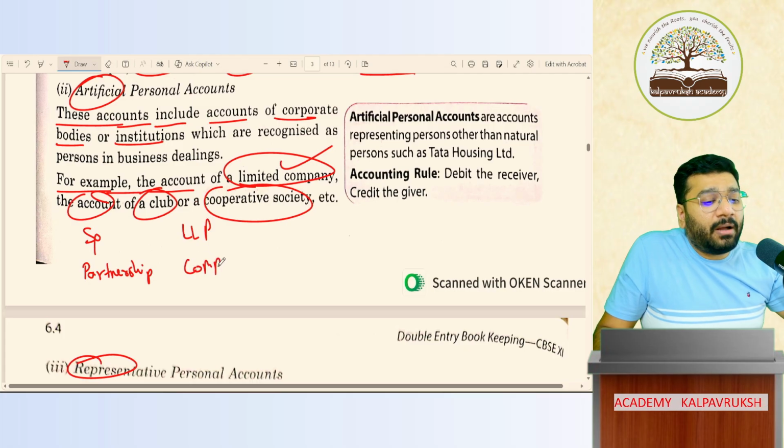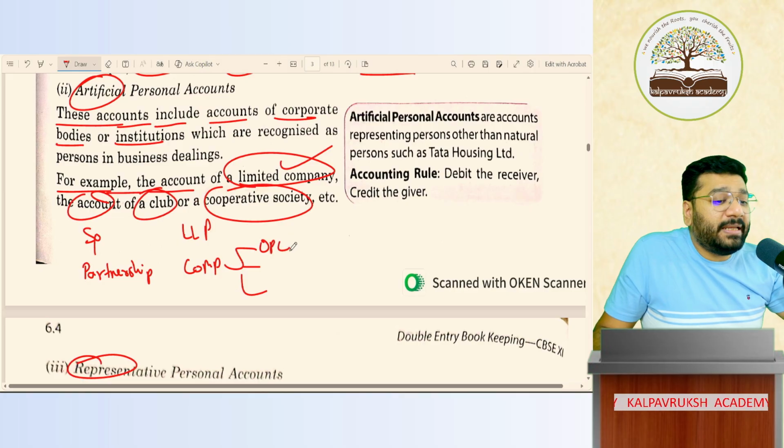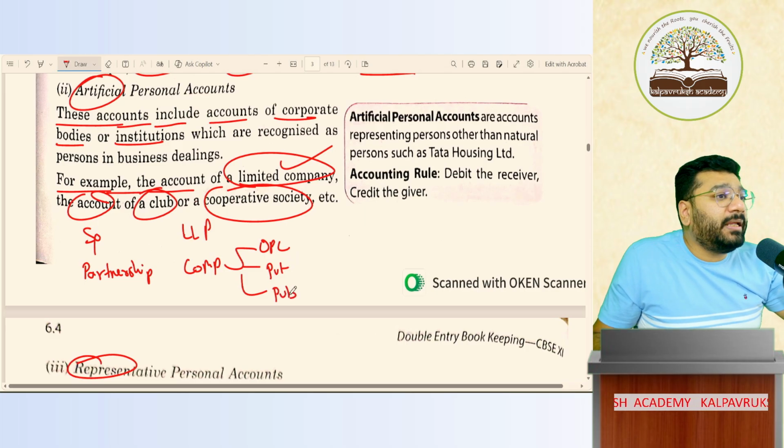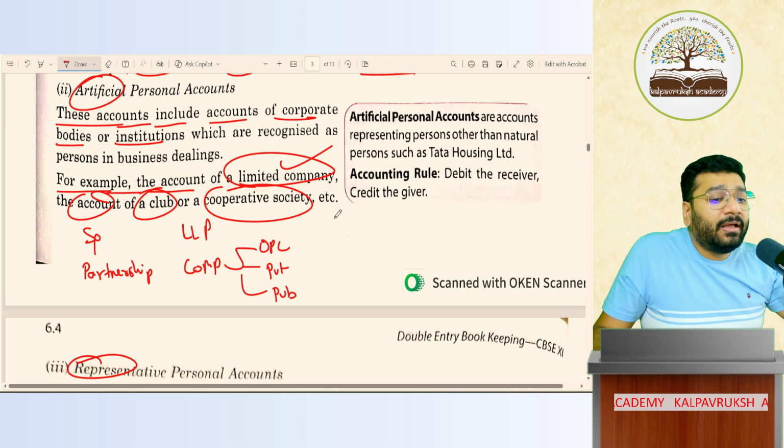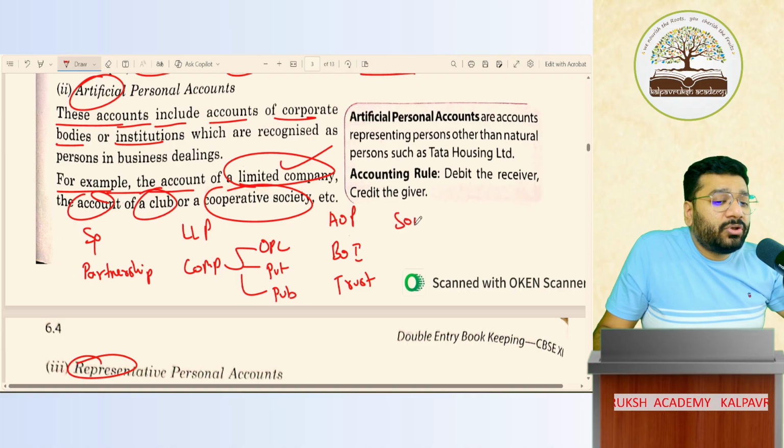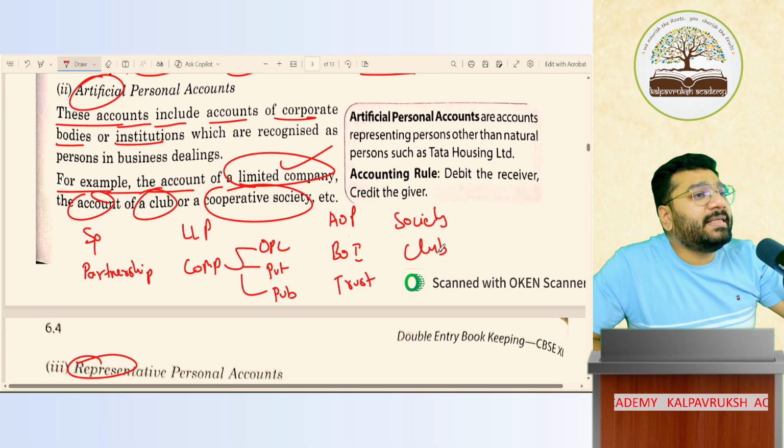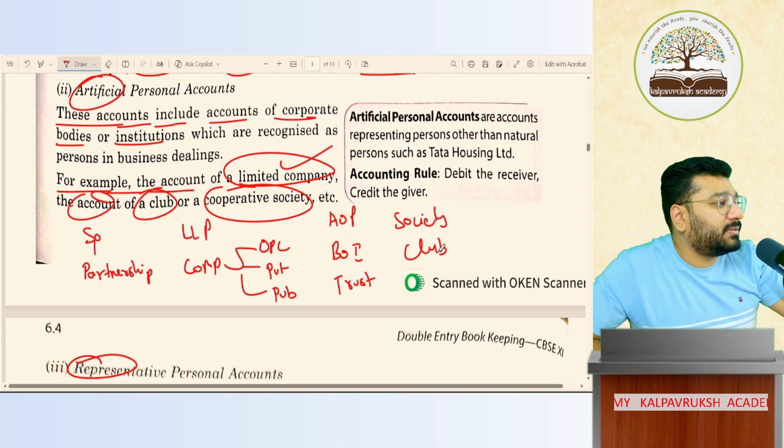A company is an entity, but a company has three classifications. One is OPC, one person company. Second is private limited company. Third is public limited company. Then AOP, association of persons. BOI, body of individuals. Trust, society, club. All these are different types of entities.